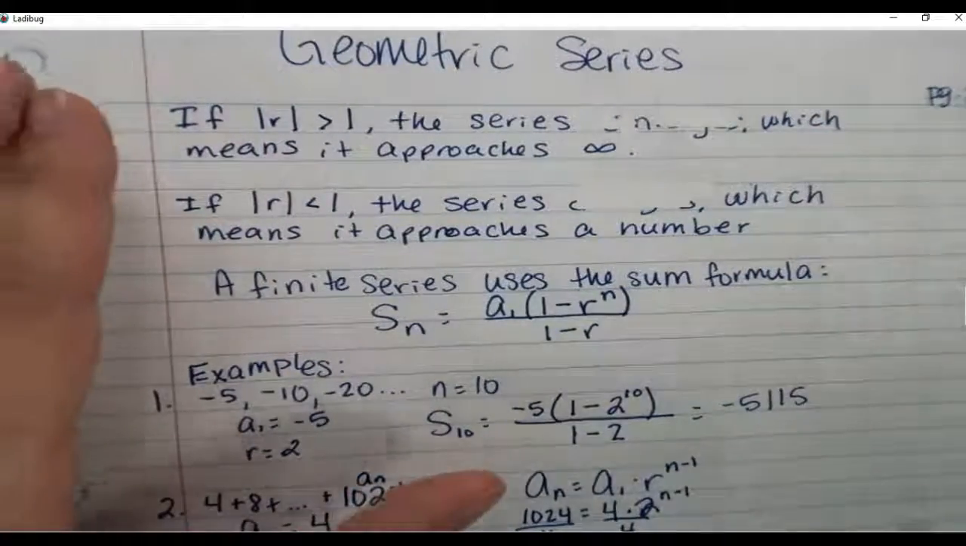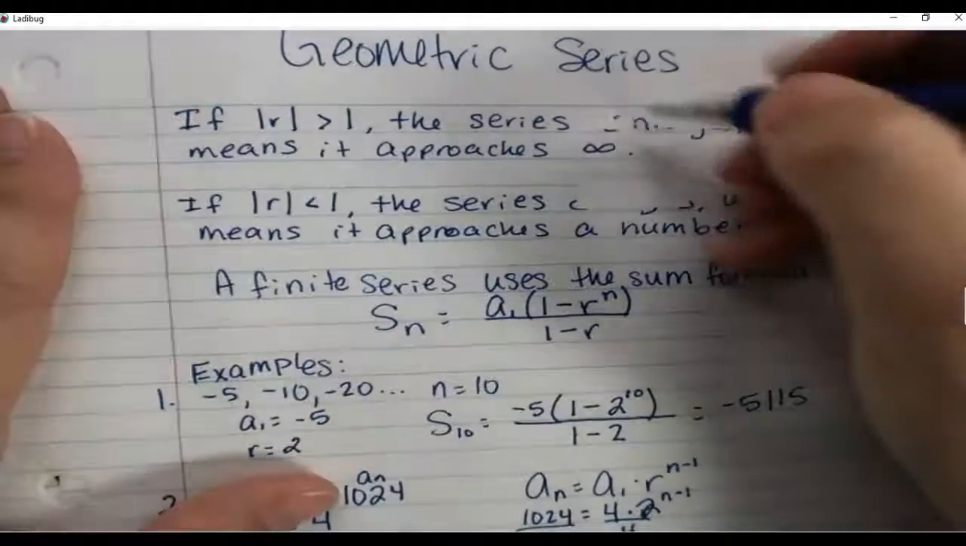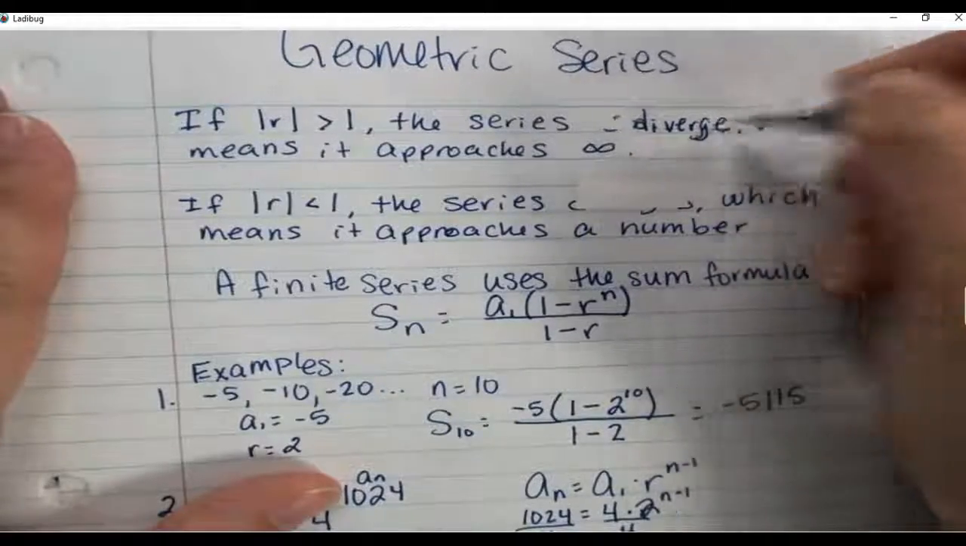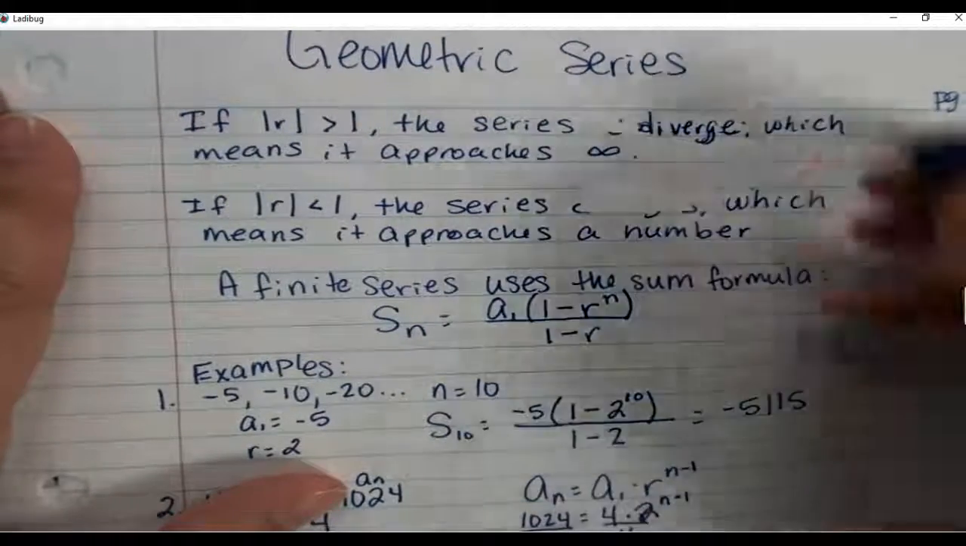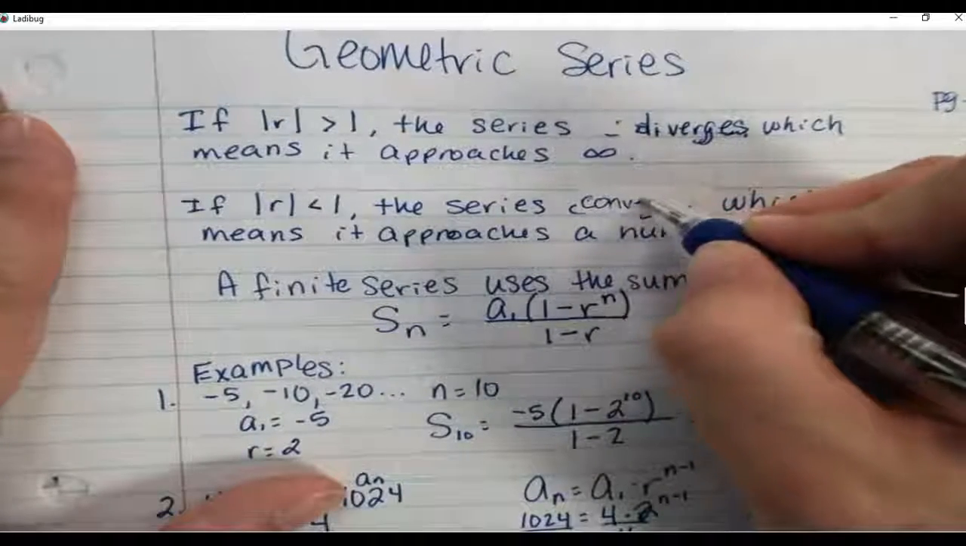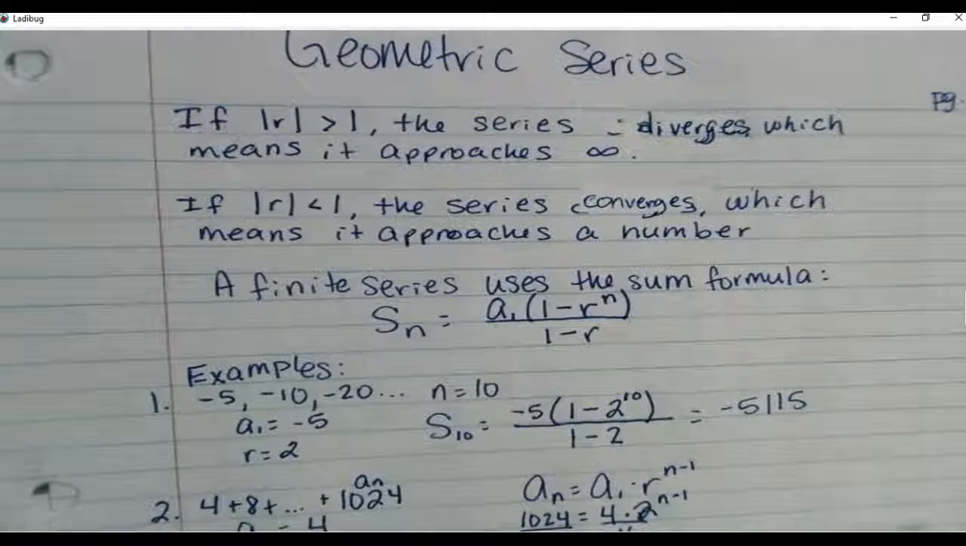Okay, so at the top, if R is greater than 1, then it's diverge. And if it's less than 1, it converges. Okay. So I switched those. So greater than 1, diverge, less than 1, converge.